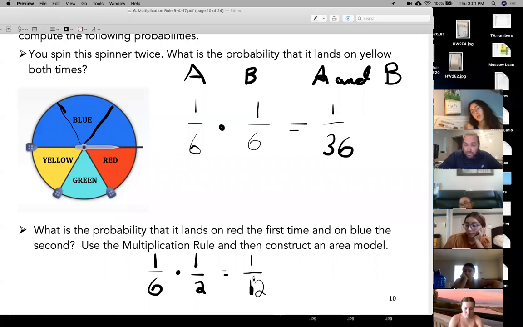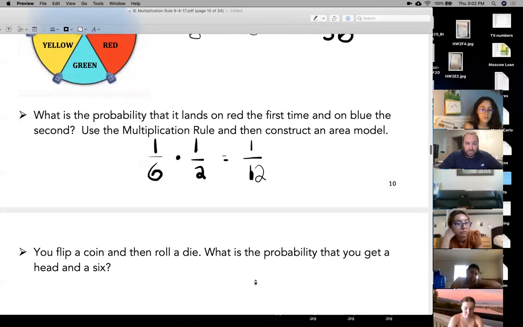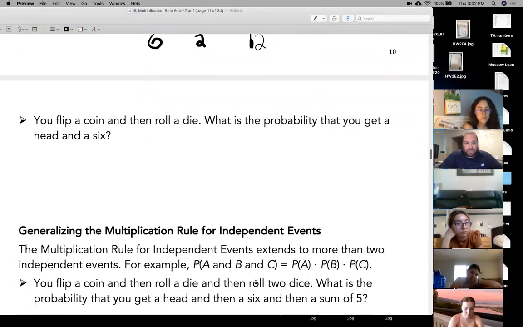So if I was a betting man, which I am, and I said, I want to bet on red and then blue, mathematically, I know that the likelihood of that occurring is 1 out of 12, which means in the long run, that should happen every 12 times on average. Red then blue should occur every 12 times, which means I would want to structure my betting to account for that. But hopefully you're not a betting person because I lose a lot of money.